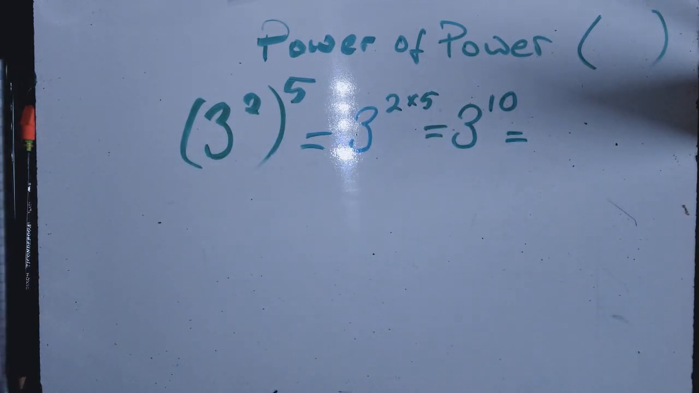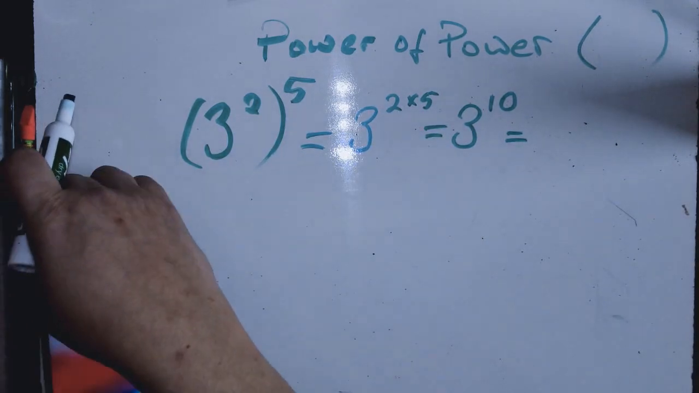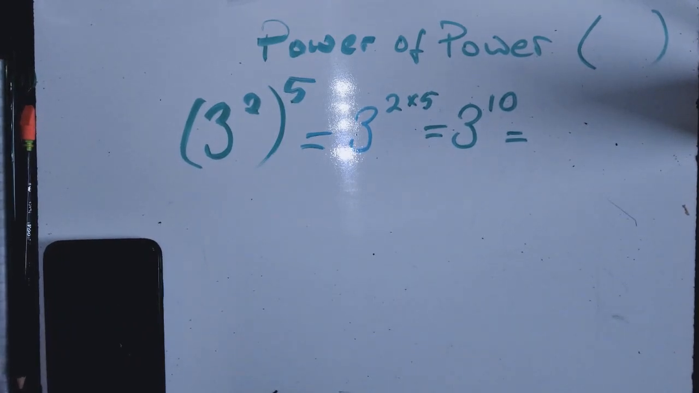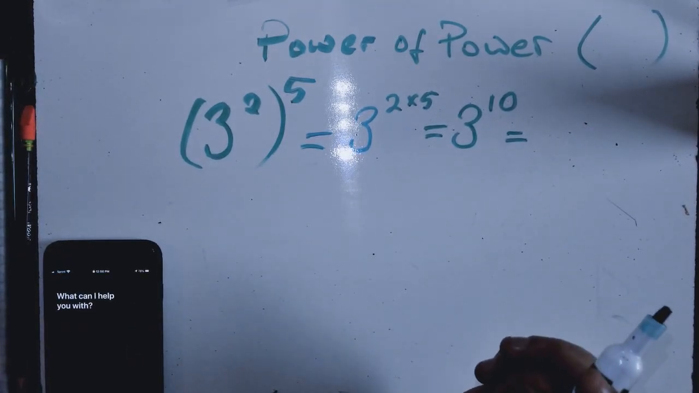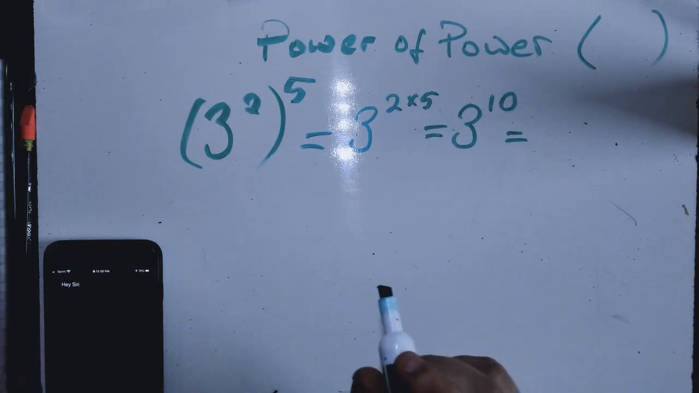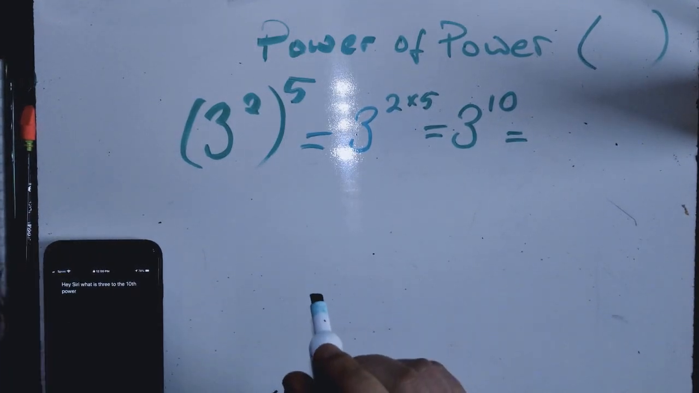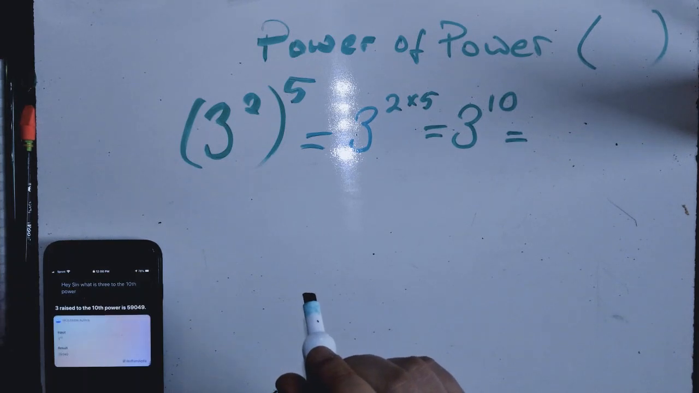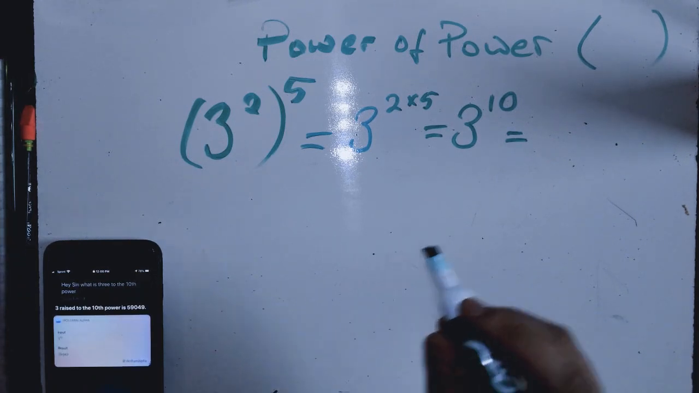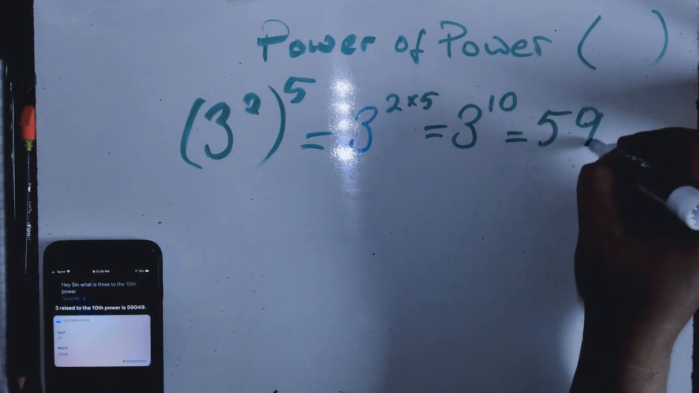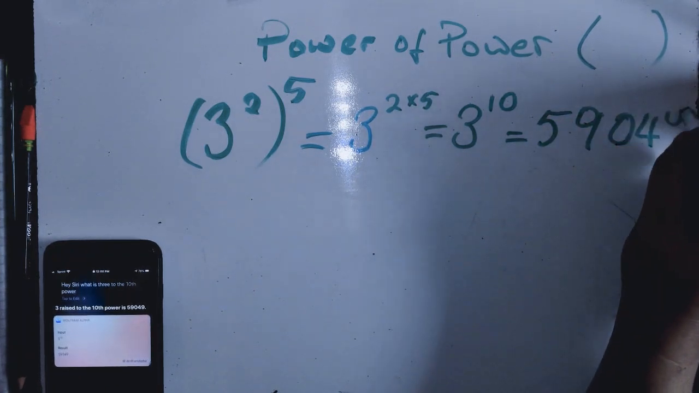At this point, I'm going to ask Siri what 3 to the 10th power is. Hey Siri, what is 3 to the 10th power? 3 raised to the 10th power is 59,049.